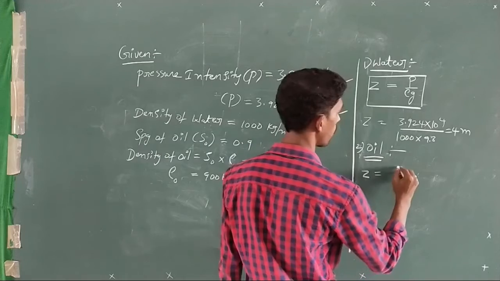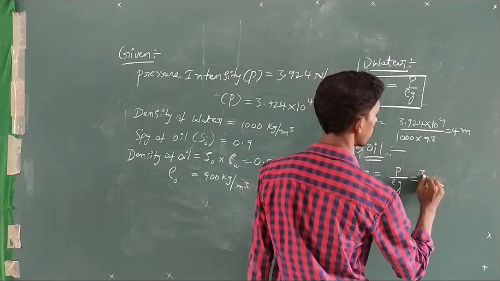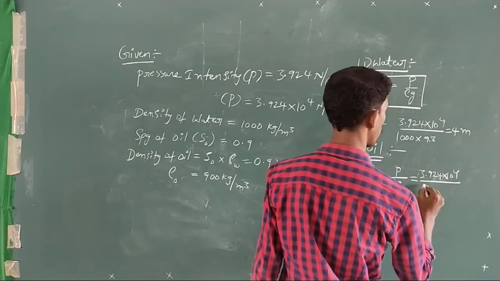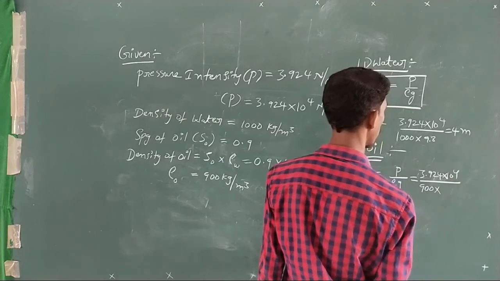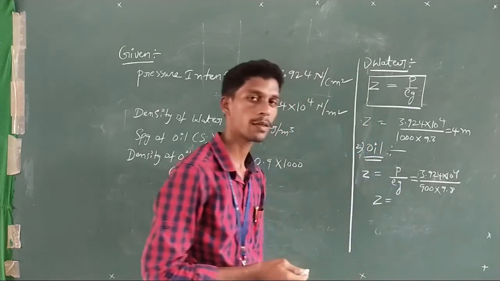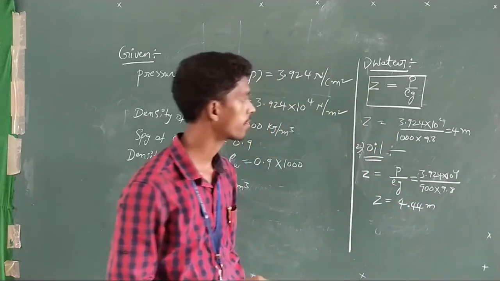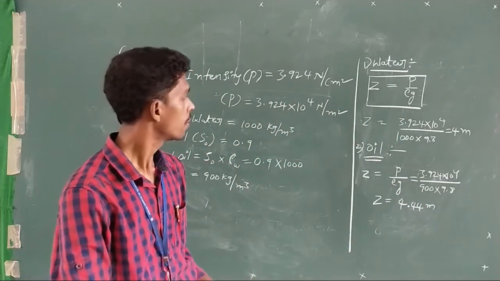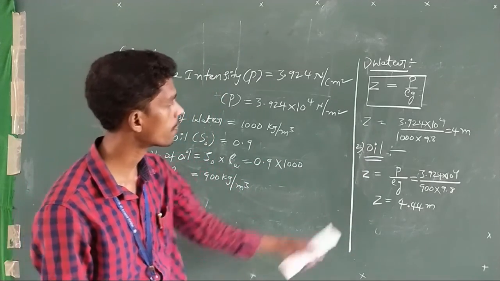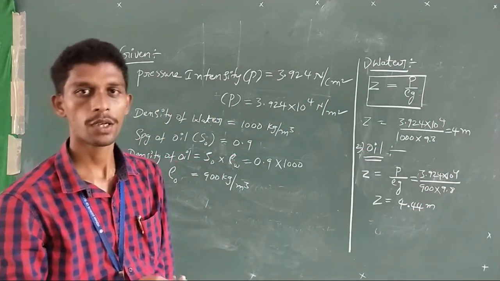Then second one, calculate for oil also, right? Same formula you have to apply. So P by rho g, right? What about the P here? 3.924 into 10 power 4 by, what about rho here? 900 is the density of oil, right? So it is 9.8. So how much Z value is, right? 4.44 meters. See here, this is the value he has asked us. So the height of the fluid you can calculate from this formula. What is this condition? Condition of hydrostatic law.